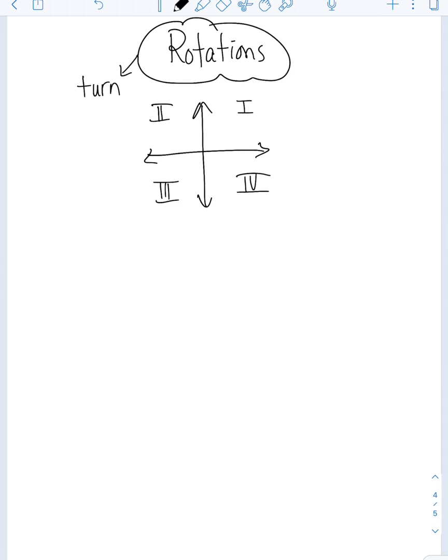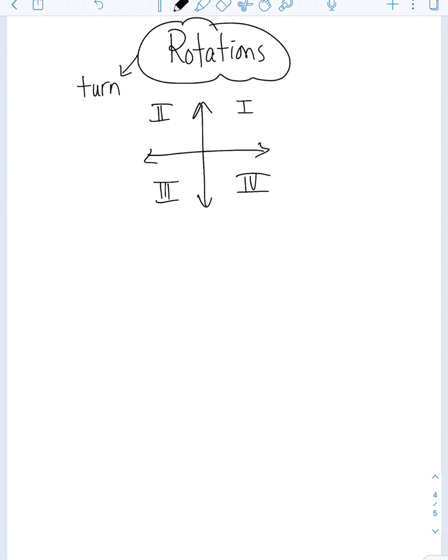So when we talk about rotations, we're talking about turning. So we may turn, let's say I have a point here, we may make one turn to the left, one turn to the right. That is what we're talking about, turning points in that coordinate plane. Before we go into too much detail, I want to show you the rules. Rules are going to be really important for rotations. So let's look at our first type of turn.